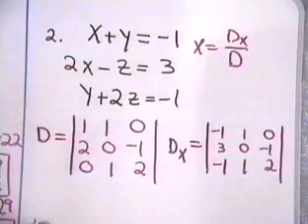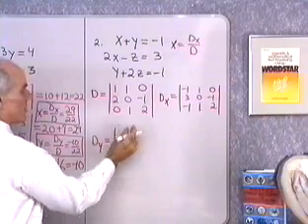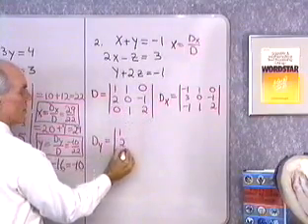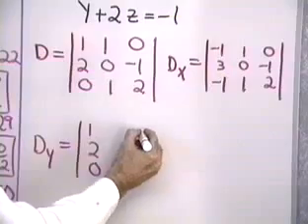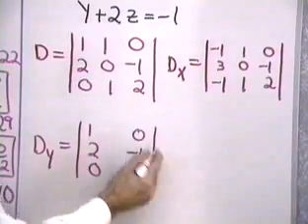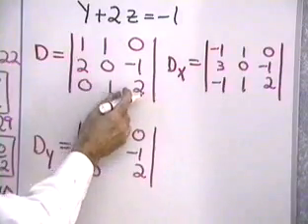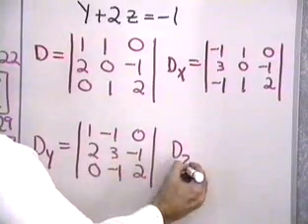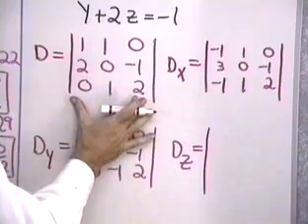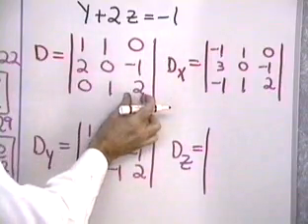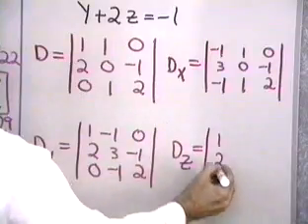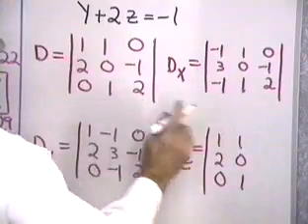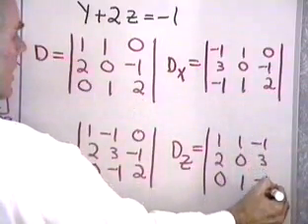Let's go ahead now and form d sub y. It will look just like this, except instead of the coefficients of y, I'll use the constant terms. So 1, 2, 0, that won't change. 0, -1, 2, that won't change. But instead of these coefficients right here of y, I use the constant terms, -1, 3, -1. And then d sub z will look just like this determinant, except instead of the coefficients of z, I'll use the constant terms. So 1, 2, 0, that won't change. This won't change, 1, 0, 1. But instead of these coefficients here, I'll use the constant terms, negative 1, 3, negative 1.